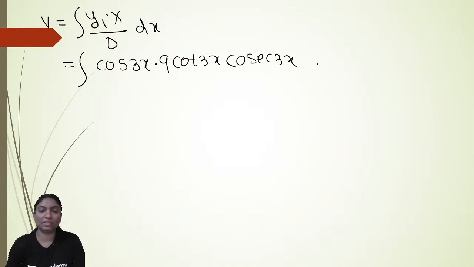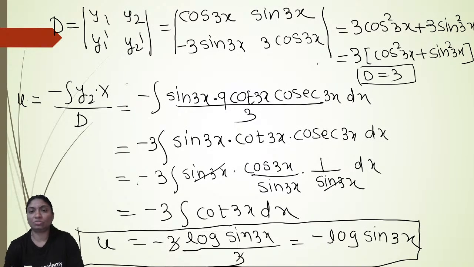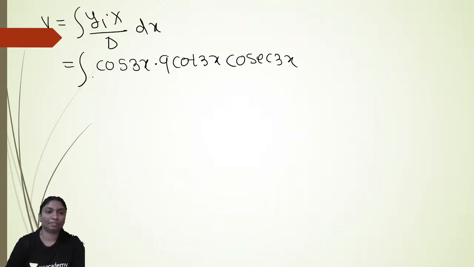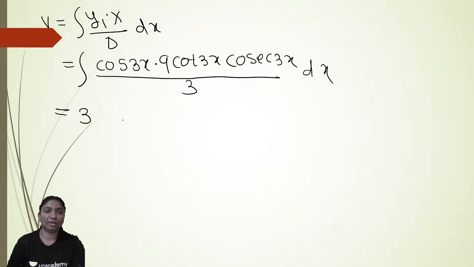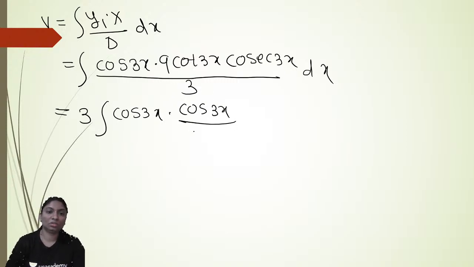Just we will see once again. 9 cot 3x into cosec 3x upon 3 dx. Again 3 is here, so you will get 3 outside. Integration of, now see, cos 3x into cot 3x, can I write here cos 3x upon sin 3x, right? And cosec 3x, can I write here, 1 upon sin 3x.